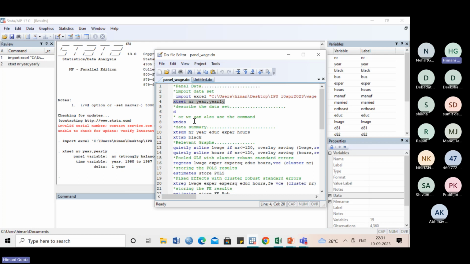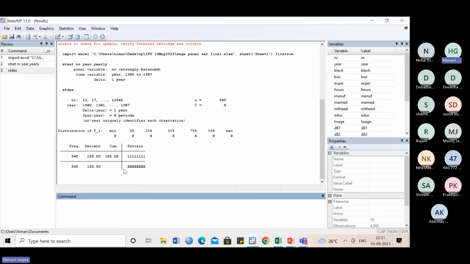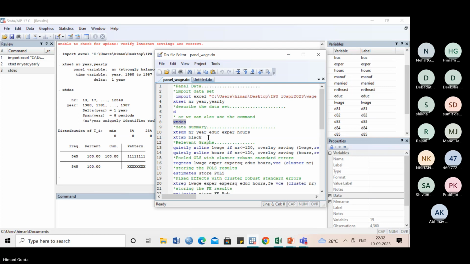Let's go with the next command. Let's say describe. If you remember, in time series it was summary. Now over here, I'm saying describe. It's going to describe my frequency, percentage, cumulative, how many years are there, how many numbers are there. I have taken employee number 13, 17 till employee number 12548. And I have taken the years, and you will find each and every variable name over here. I have taken dummy variables for the time also, and dummy variables for married or not, Northeast, as I have told you.